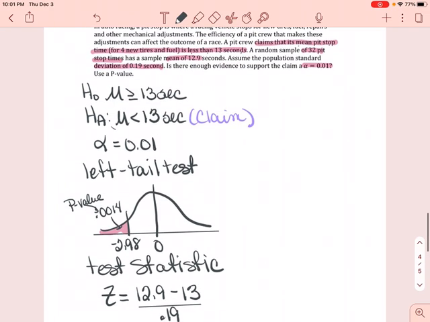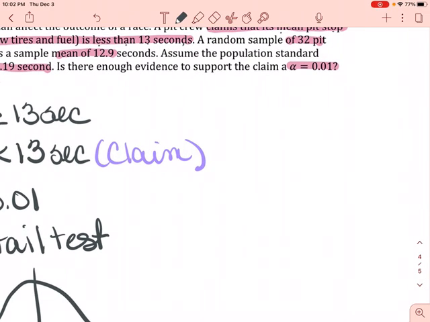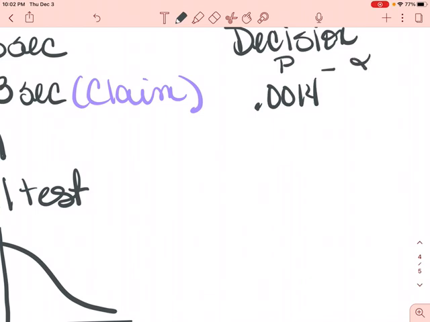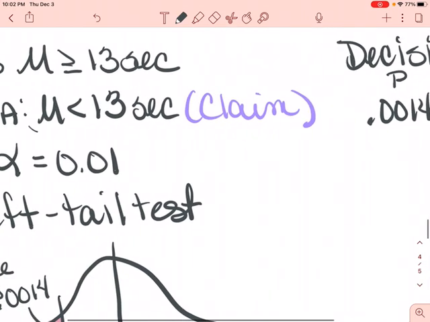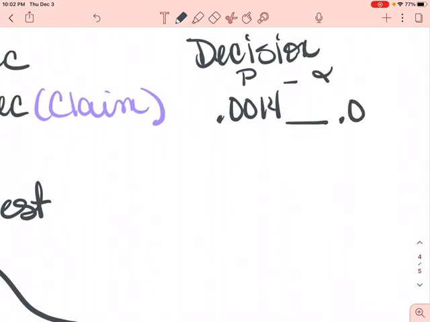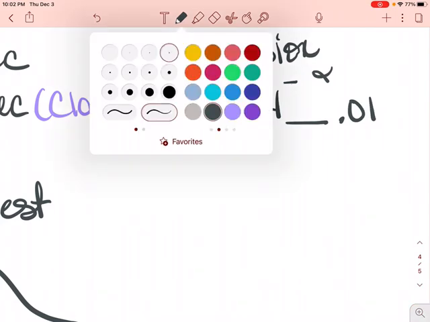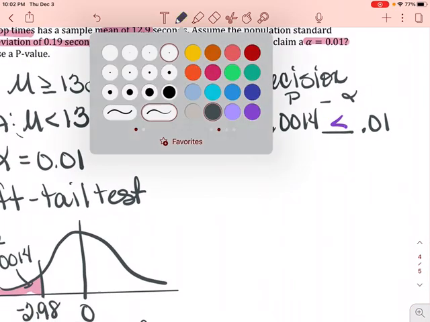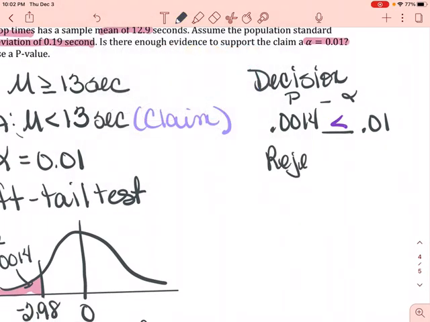Okay, so let's do our decision. Okay, so we're going to take our p-value, which we said was 0.0014. Okay, there's our p, and we're comparing it to our alpha. Alpha, 0.01. All right, that is less than. Less than. So that means we're going to reject H sub 0 and accept H sub A.